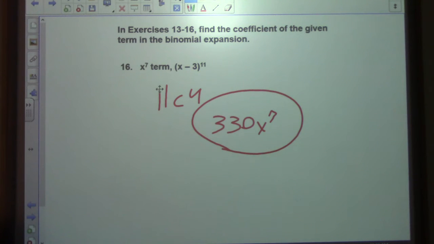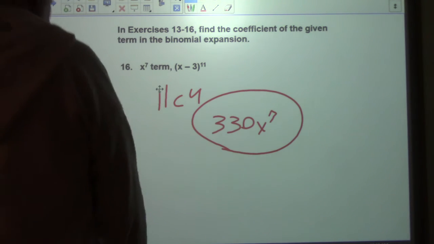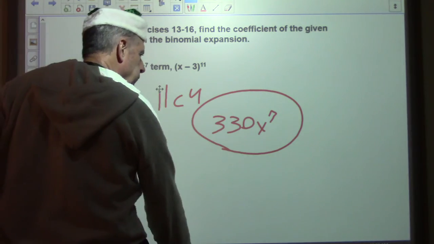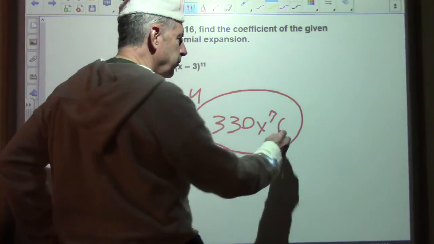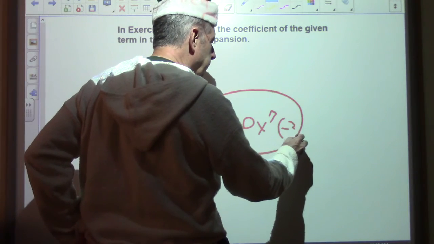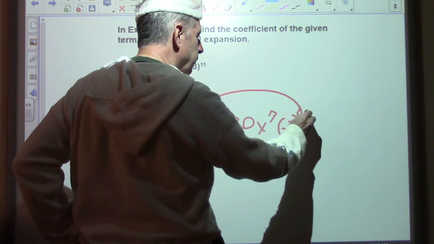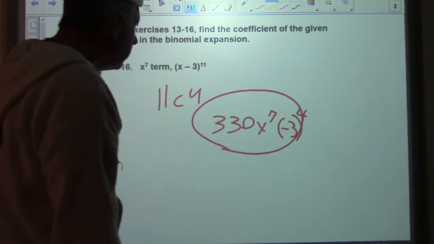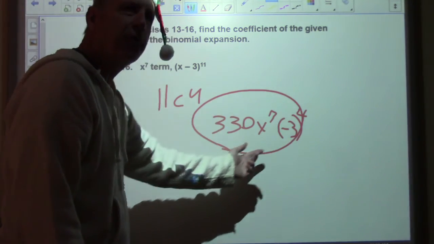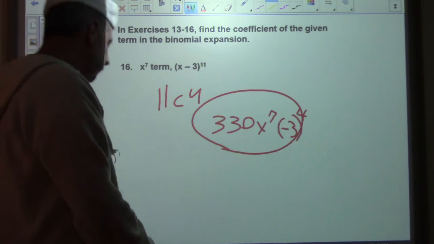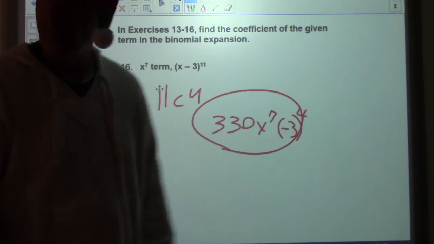There's another step. Yeah, you missed a step. You have to do the 330 times negative 3 to the 4. We have to multiply it by what? Negative 3 to the power of what? To the power of 4, right? Okay. So multiply 330 times negative 3 to the power of 4, and then put that here.